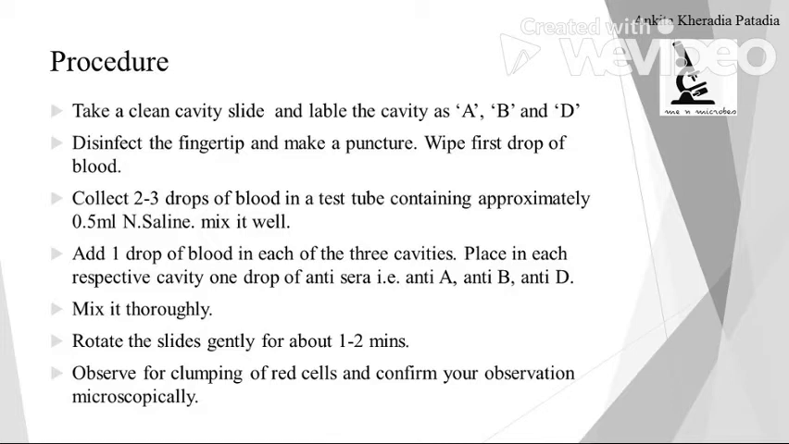Mix it thoroughly. Now add 1 drop of antisera A, B and D respectively to the labeled cavities having the blood drop with normal saline, and allow it to react. Mix it gently and thoroughly. Rotate it slightly for 1 to 2 minutes, and after that observe the clumping in the circle.